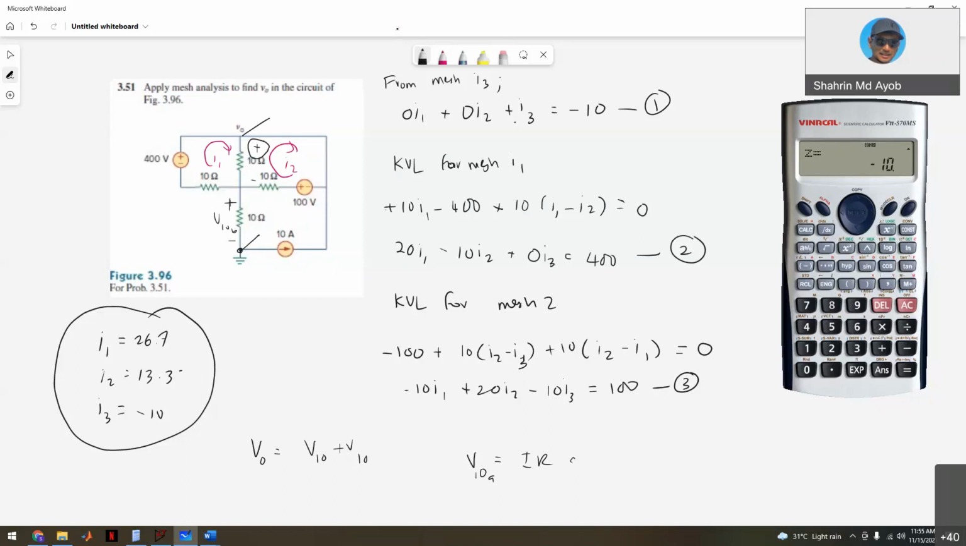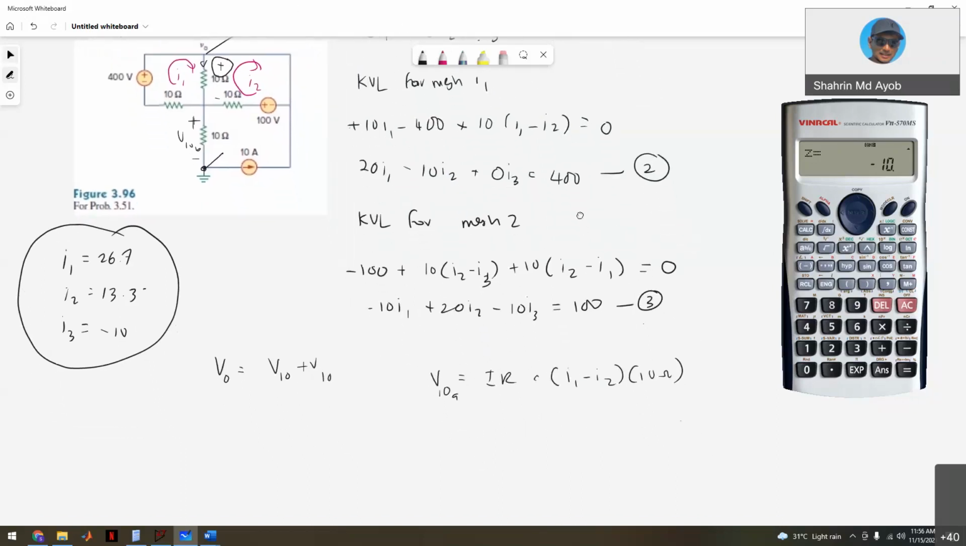So right now, the polarity is like this, positive here. So meaning that I1 is larger than I2. So I need to write down my equation, I1 minus I2. This is the branch current. I1 minus I2 is the branch current that flows into the 10 ohm. And then multiply with 10 ohm. And then you substitute the values of I1, 26.7 minus 13.3 multiply with 10. This one calculator mode is set to COM.